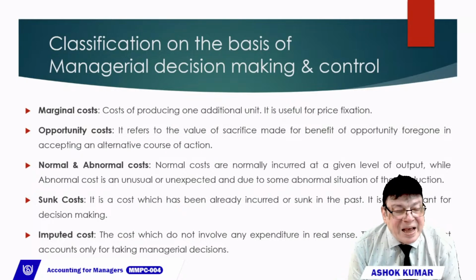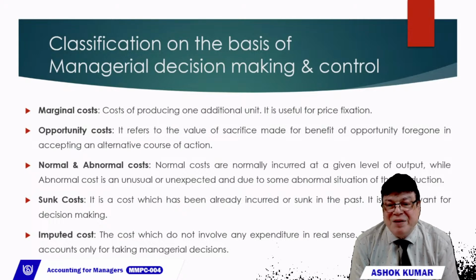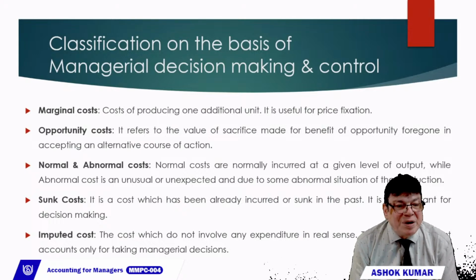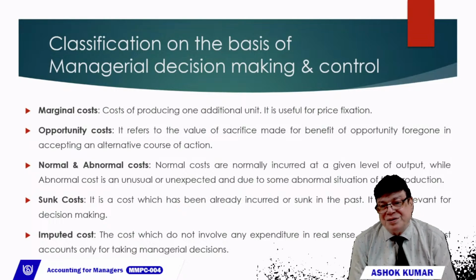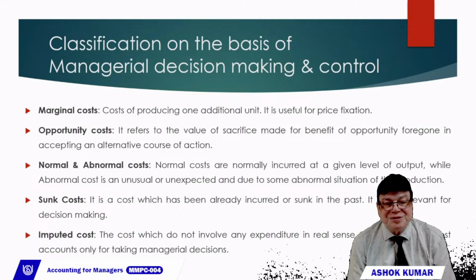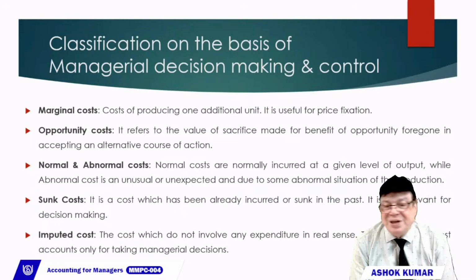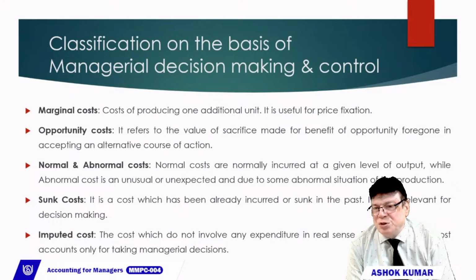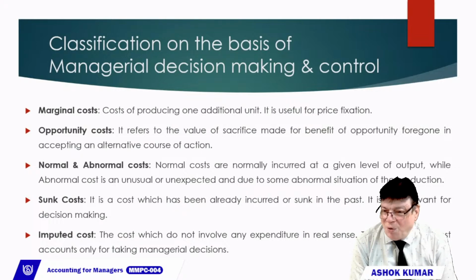The next is normal and abnormal cost. Normal costs are normally incurred at a given level of output, while abnormal cost is unusual or unexpected and due to some abnormal situation of the production. Now next is sunk cost. It is a cost which has already been incurred or sunk in the past. So it is not relevant for decision making. It is not taken into account in the present time.